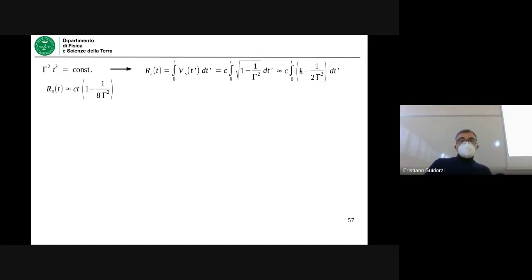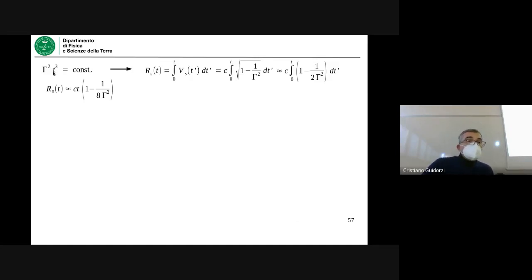But now, the first guy, well, the integral of 1 is just t, so ct. So the first term, ct, is exactly what I was telling you. ct is the first term, which is telling you that the shock is moving close to the speed of light, so at the roughest approximation, the position of the shock will be c times t, obvious. What we now want to know is the second correction, which is accessible thanks to the knowledge that we acquired about the temporal evolution of the Lorentz factor.